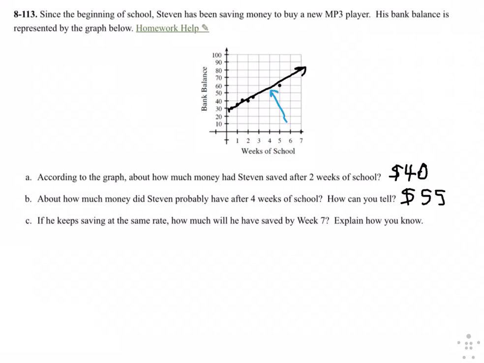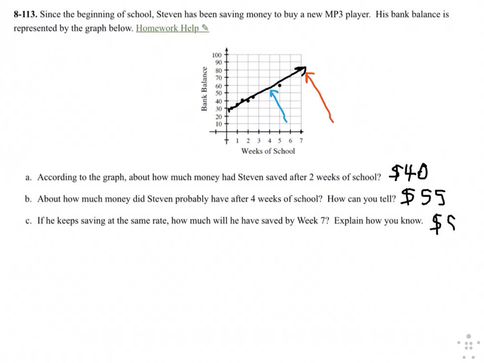And it says, how can you tell? And I drew a trend line, and I looked on the graph where the trend line intersected the 4 on the x-axis. So then C says, if he keeps saving at the same rate, how much will he have saved by week 7? So week 7, if I look, again, on this same trend line that I drew, it's the point right there.